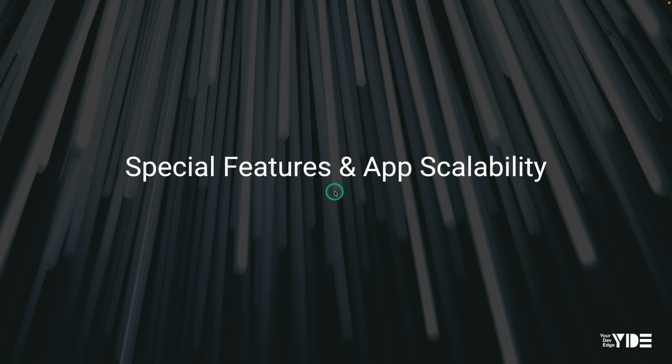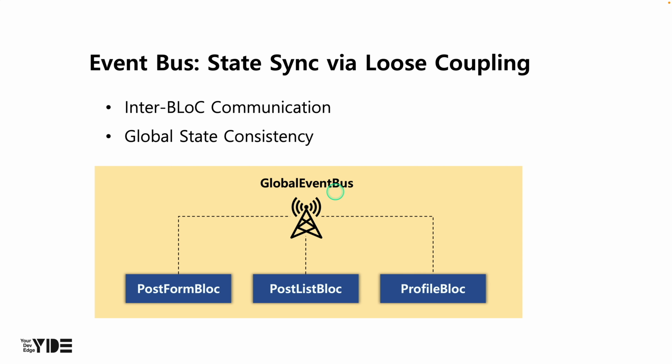In this chapter, we'll explore the key features of this course and app scalability. In particular, this project introduces an event-based architecture to solve the communication between blocs, a common challenge developers face in real-world work. We will demonstrate implementing an elegant state synchronization system that instantly reflects post creation, modification, deletion, and profile updates in the post list or search results.